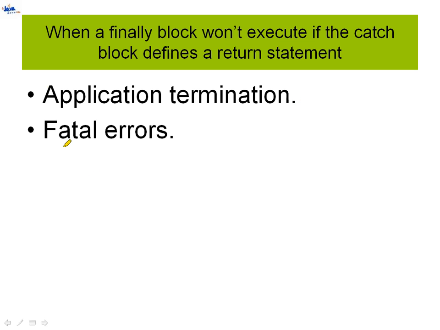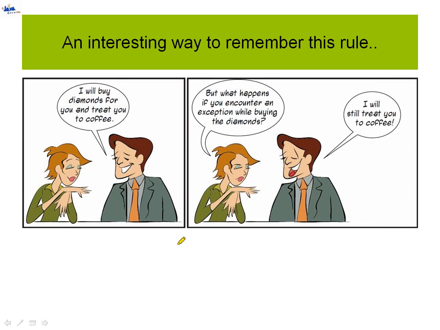Okay, so we do have conditions when the finally block won't execute. It's like when the application terminates, or you have fatal errors. If you drop your system, or you turn it off by a hard boot, excuse me. So those are the conditions when the finally won't execute. If we go back to the real-time example, if you have an earthquake or any other natural calamity, then the coffee treat would also not be complete. So that's how you could compare the conditions when the finally block won't execute.